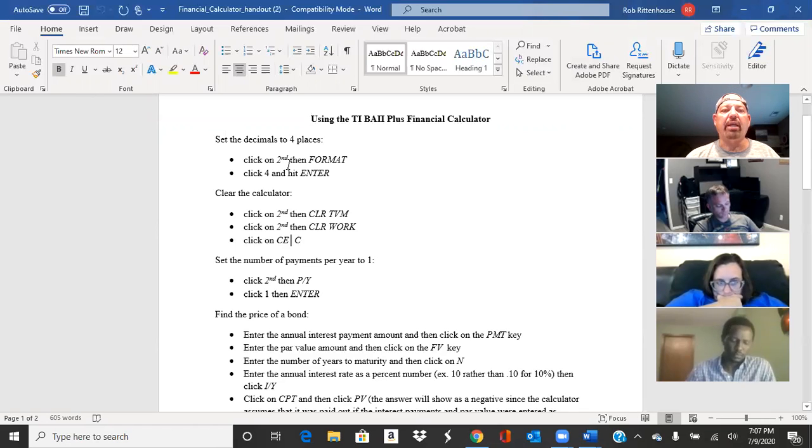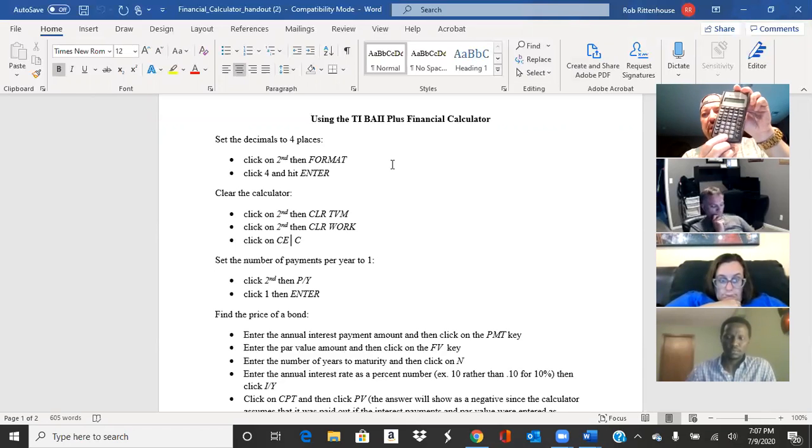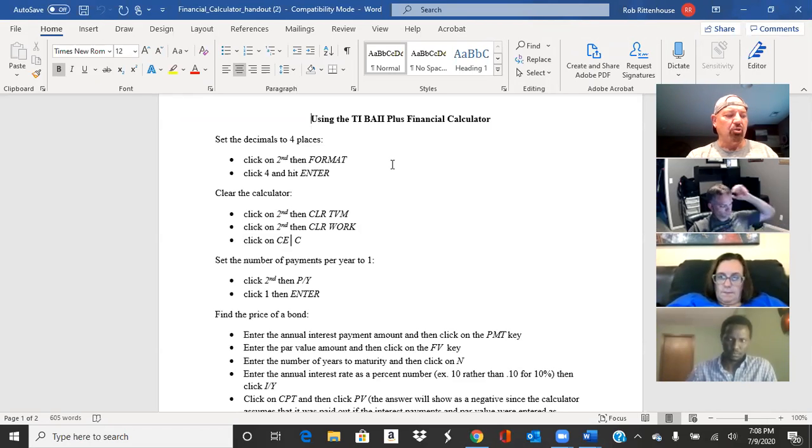The way you do that, you hit the second function, which is the yellow button right there, and then format, which is the second function of the decimal key down here. In your display it'll say DEC equals, and if it's still at the factory setting it'll say 2. Then just hit 4 and then hit your enter button right here. Then if you hit the clear button after that, you'll notice you have 4 decimals in your display.